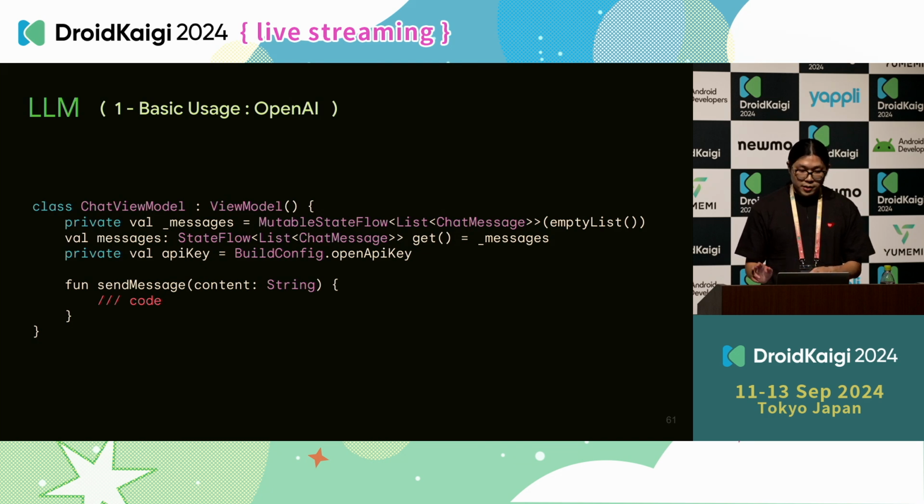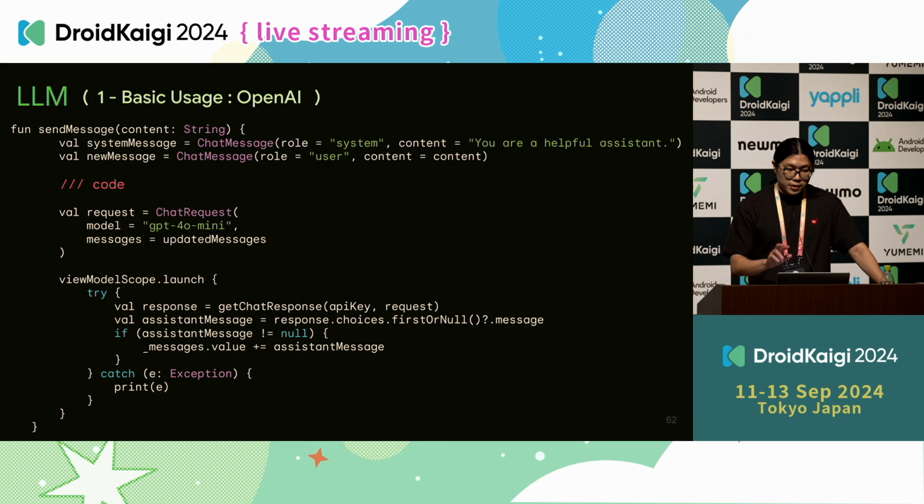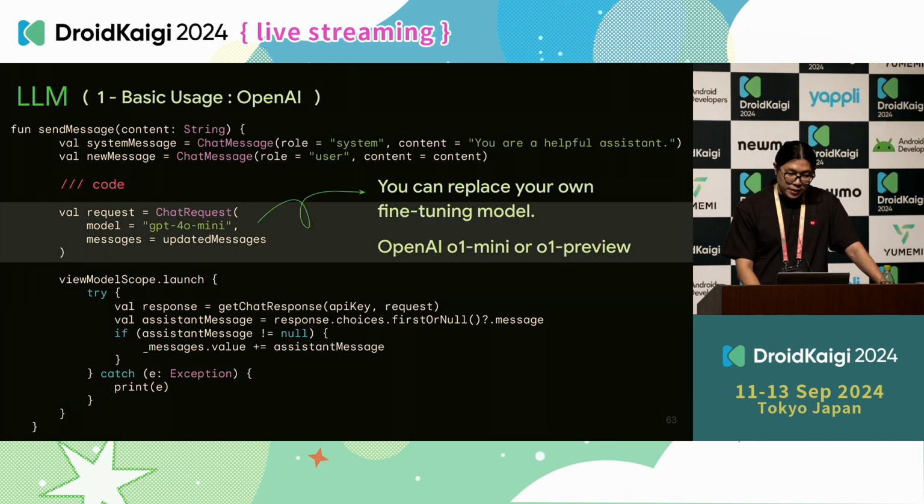Next, I use a state to manage messages in the view model. Next, I will explain the detailed implementation of the send message method inside the view model. In the send message method, I handle message sending and state updating. To use the OpenAI chat API, you need to specify the model you want to use.